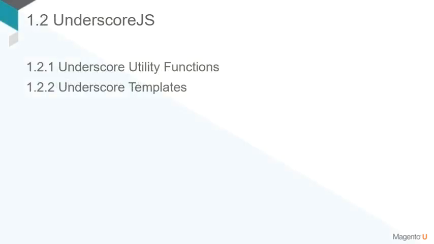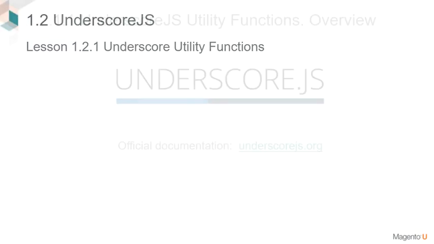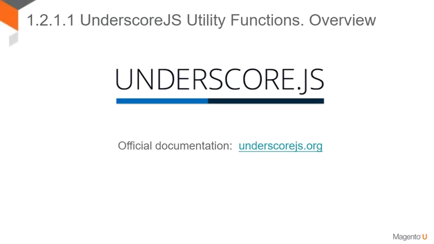In this section, we will go through the underscore utility functions and underscore templates. This lesson covers underscore utility functions. Underscore.js is a small but powerful library that contains many utility functions that simplify JavaScript development. Underscore provides ES6 type functions compatible with most browsers. Magento actively uses underscore in its core modules. The most important underscore features used in Magento are the extend function and templates.